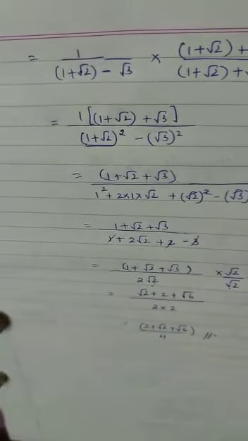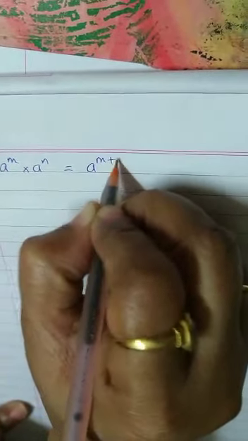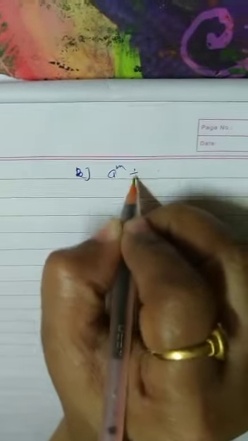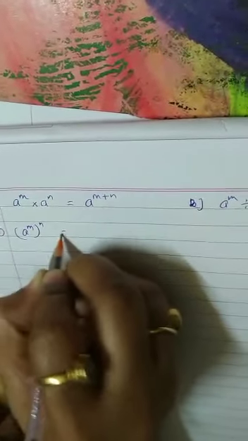Okay. The next topic that we are going to do is power and indices. Now if you remember, I had quickly given you all the formulae to revise. It was a raised to m into a raised to n is a raised to m plus n. Second, a raised to m divided by a raised to n is a raised to m minus n. A raised to m the whole raised to n is a raised to mn.